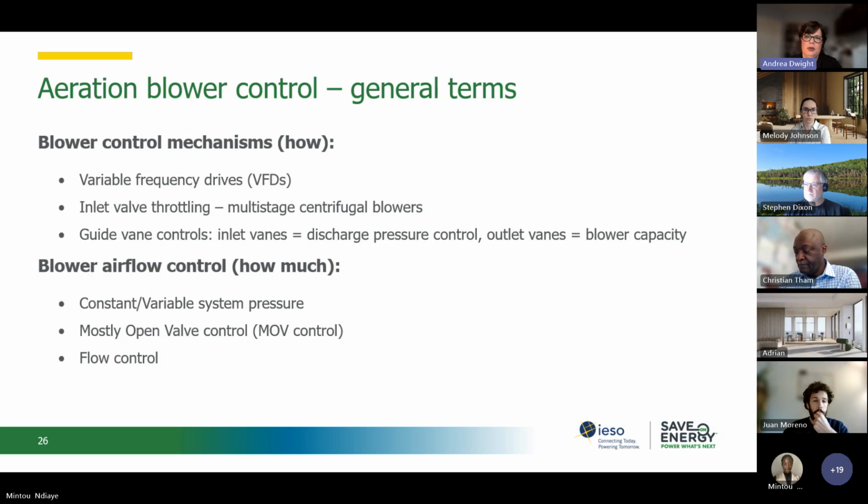However, how much air you need is a tiered system based on your DO requirements, but your DO requirements alter the position of your control valves, which then change the system pressure when they're opened or closed. So there are different ways that we can control the speed of your blowers through either measuring system pressure, flow control, and we're going to talk a little bit about mostly open valve control as well. Next slide.